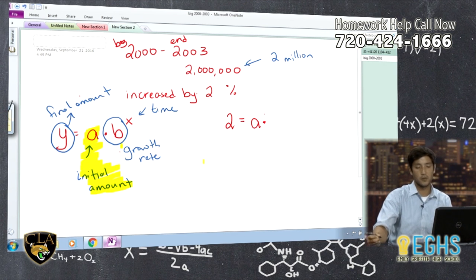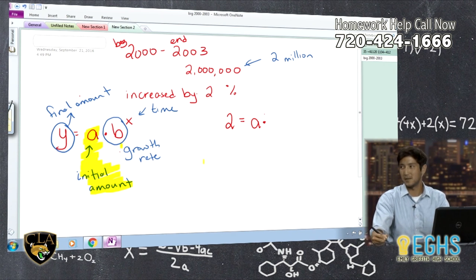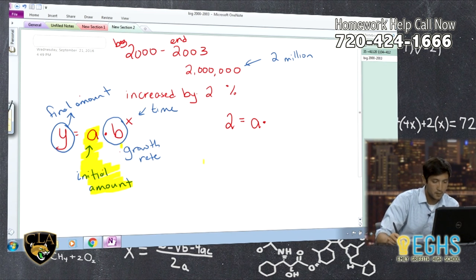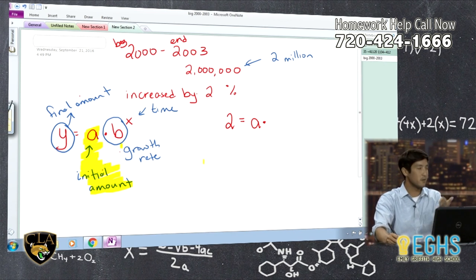Now b is a growth rate, and this is kind of tricky. I don't want to just say it's 1.02, but think about it: if something grows by 2%, to figure out the amount it was increased by, you would just do that number times 0.02. You convert it to a decimal. But we also have to consider that we still have our initial amount. So it's going to be 1 plus that. And I'm not going to get too into that.